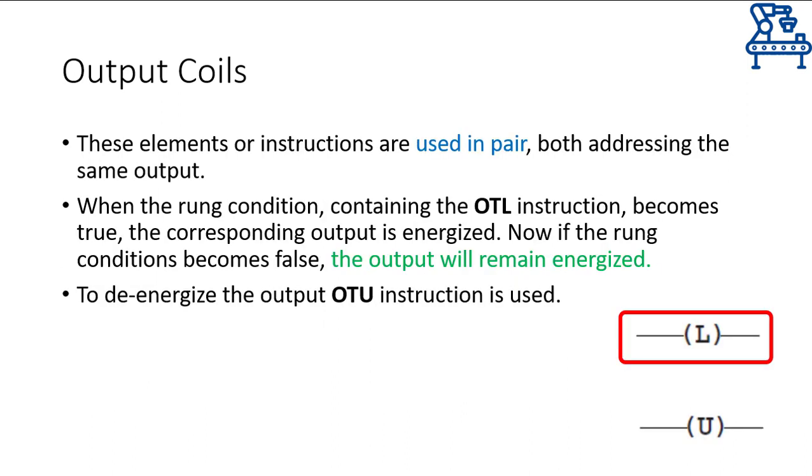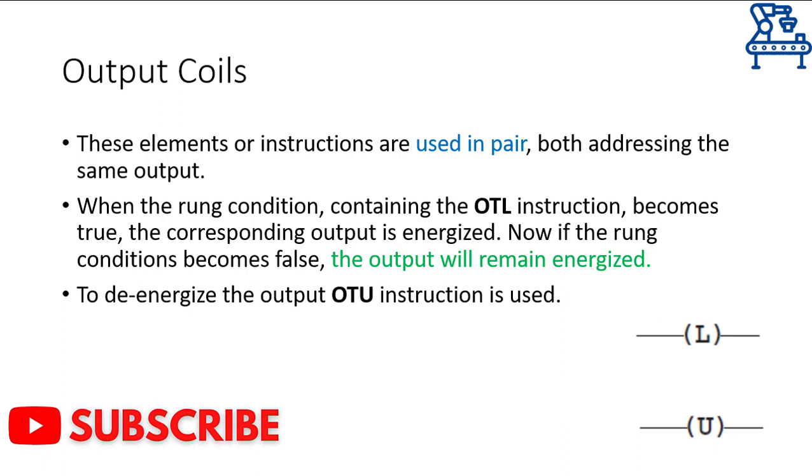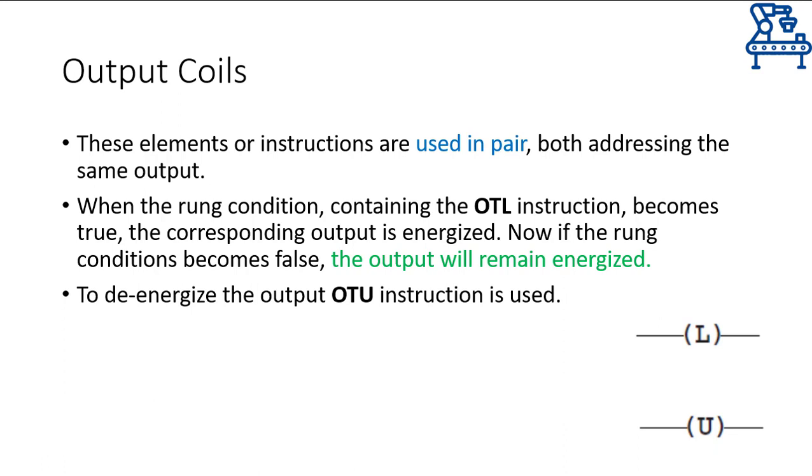The output latch or OTL instruction will latch the addressed output when the run conditions become true. Now, even if the run conditions go false, the output will remain energized. So, to de-energize the output, the other output instruction called unlatch output or OTU must be used. This instruction will unlatch or de-energize the output when its run conditions become true. Instructions that maintain their states are called retentive instructions. Therefore, OTL and OTU are retentive instructions as they don't change their state even if the run conditions have gone false.